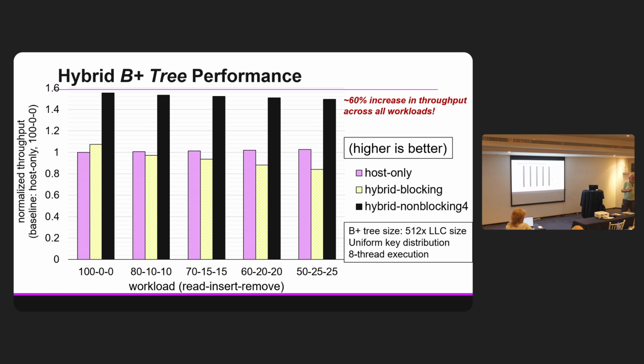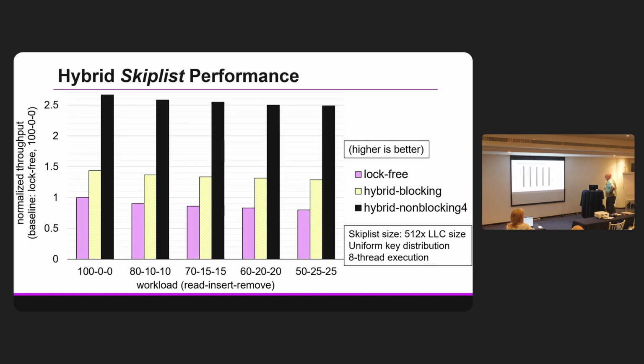Have you tried this non-blocking approach with skip lists? That's the next slide. And also, Maurice, have you tried to update the B-tree top-down instead of the other way? I'm not sure that that works.